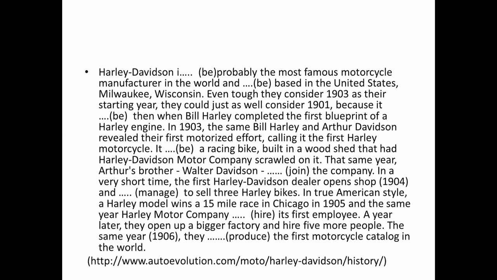It was then, because now we are suddenly talking about the past. So, 1903, they could just as well consider 1901 because it was then when Bill Harley completed the first blueprint. Next line, it was a racing bike. So, now from present, we are talking about Harley Davidson, and what is it? It is the most famous motorcycle in the world, and then we are talking about its history. Therefore, the verb shifts from is, present, to was, as in past. The first Harley motorcycle, it was a racing bike built in a woodshed that had Harley Davidson Motor Company scrawled on it. That same year, Arthur's brother joined the company.